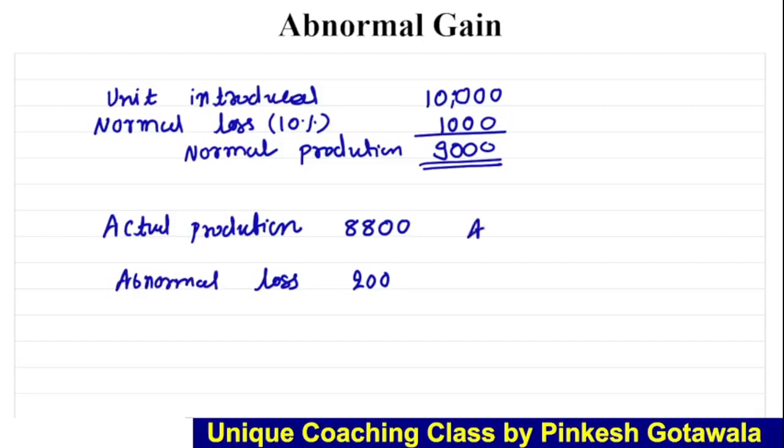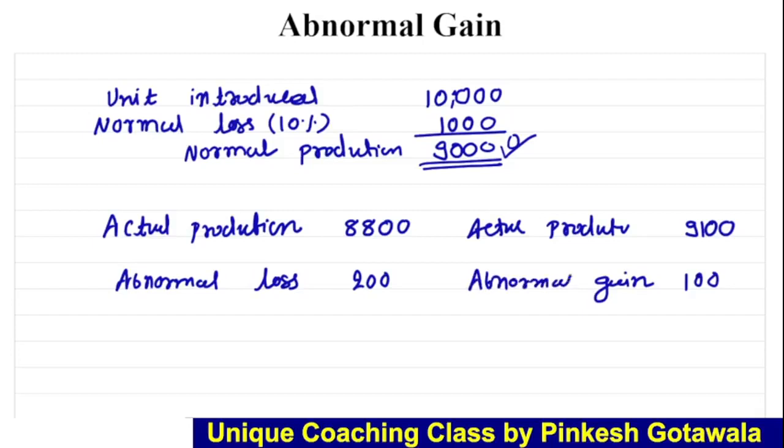But suppose the actual production is 9,100. Okay, normally 9,000 units production should happen, but suppose the actual production is 9,100. It means we get 100 more units. So that is called our gain. It's one type of profit gain. It's called abnormal gain. So I think your idea is totally clear.